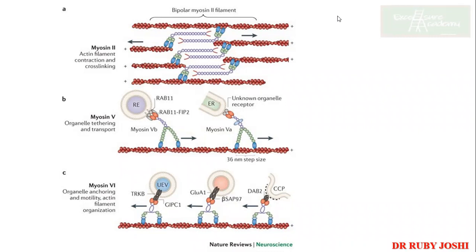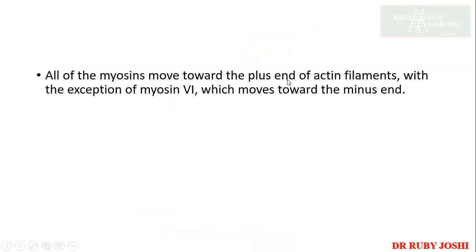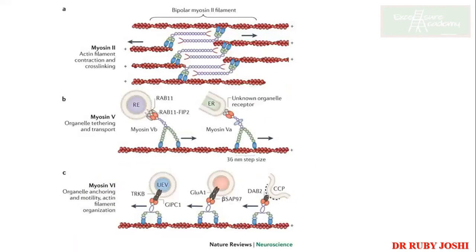Yes. So why is myosin 6 also important? Just now we discussed that it moves towards the minus end. Okay, all the rest are plus end. Only myosin 6 moves towards the minus end. Okay, so with this the actin filament section is completed. Any doubts in this section? No? Okay.